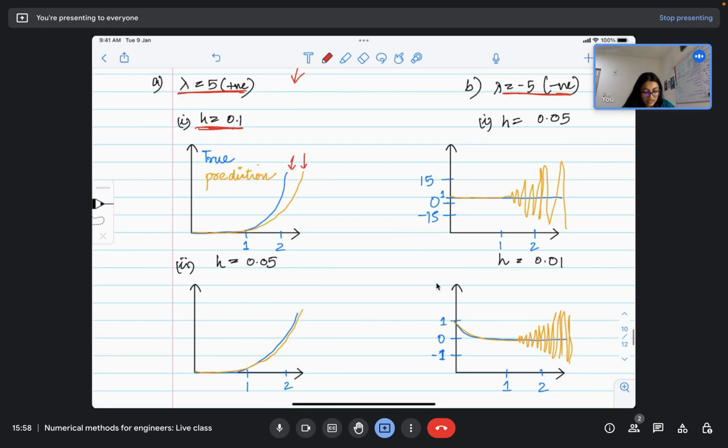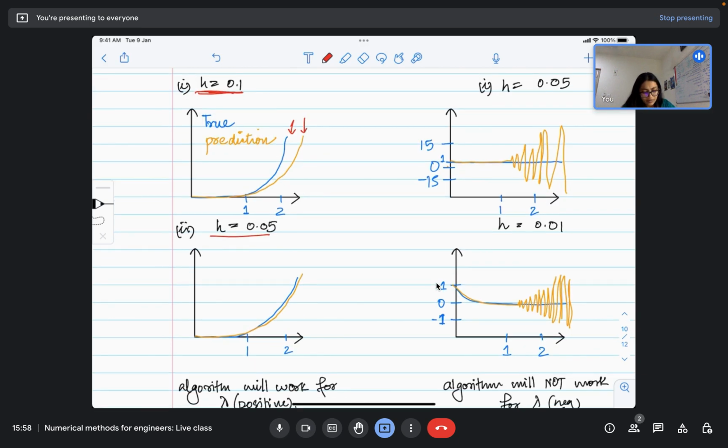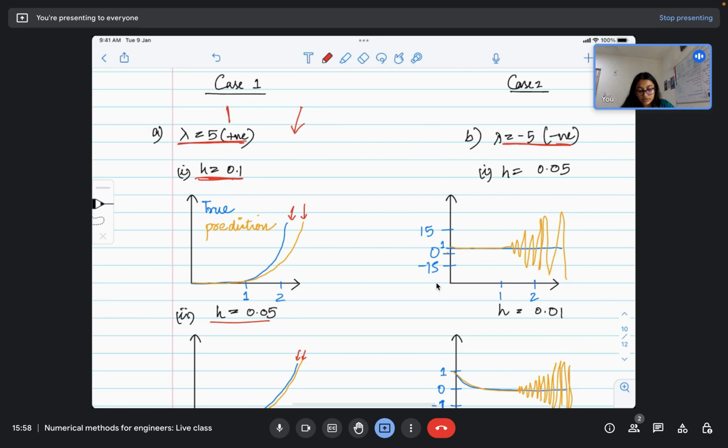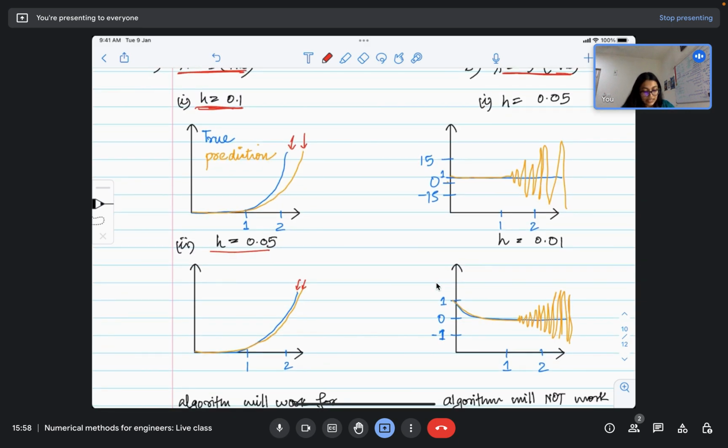But in case we decrease the time step, that is decrease the h value, what we see is it mostly merges. So here we are trying to get to the point that for a positive lambda value, which is 5, this graph tends to merge to the true solution based on whatever time step we are taking. If the time step is accurate, then it will merge.